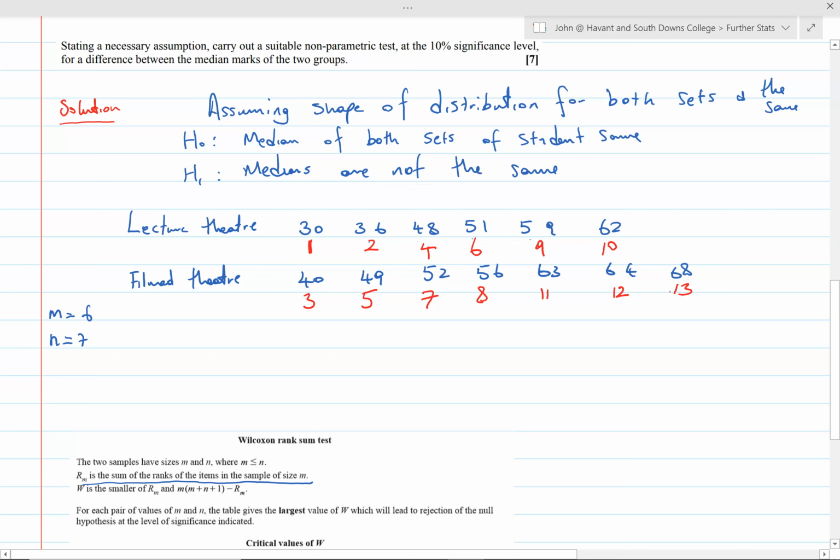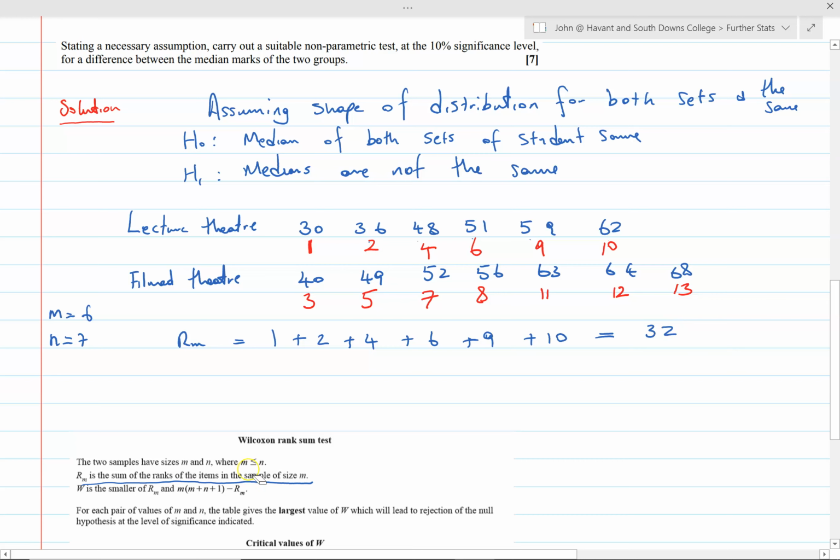Rank them like that in order, but taking care. It's easy to mess up, really. So taking care that you actually have ranked them in order and haven't got them somehow mixed up. So then it says Rm is the sum of the ranks of the items of size m. So it's the sum of these. So Rm equals all of these added together, 1 plus 2 plus 4 plus 6 plus 9 plus 10. And that equals 32.